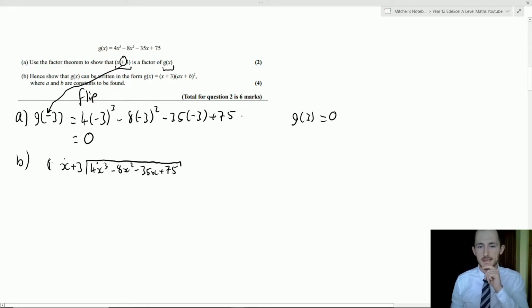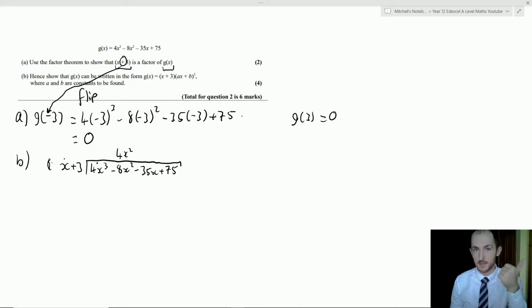4x cubed divided by x gives me 4x squared. If you notice, I also line up. So all of the x cubes go here, all of the x squared, all of the x. Make your work nice and neat so it's easier for the examiner to read and so you don't make mistakes. Then I times it by everything in the divisor again.